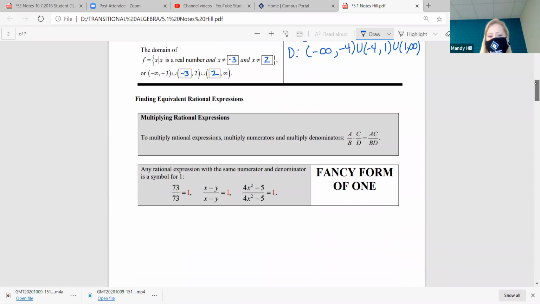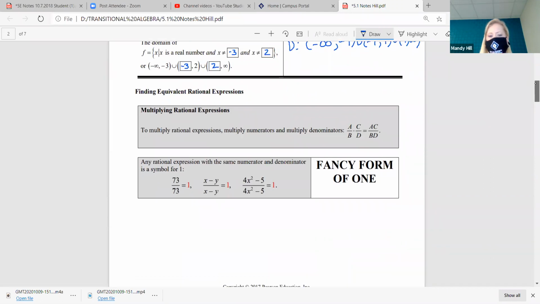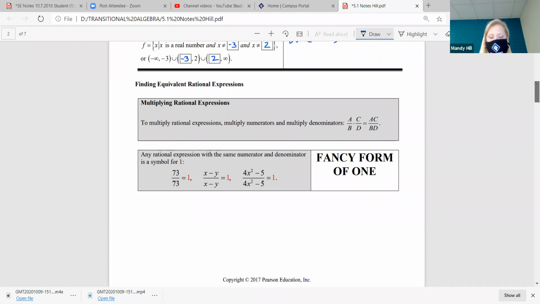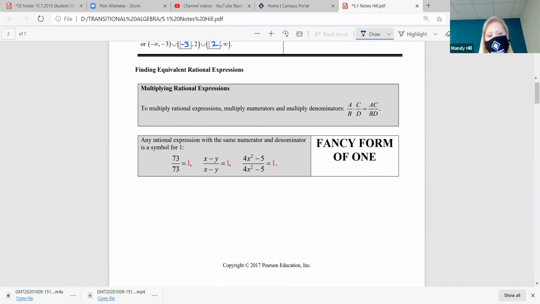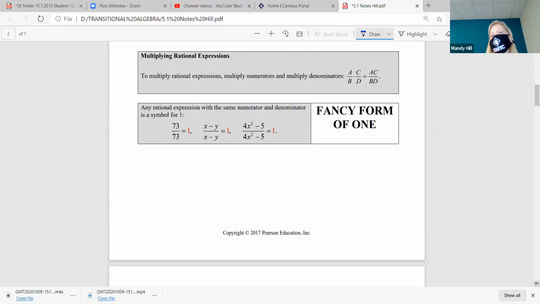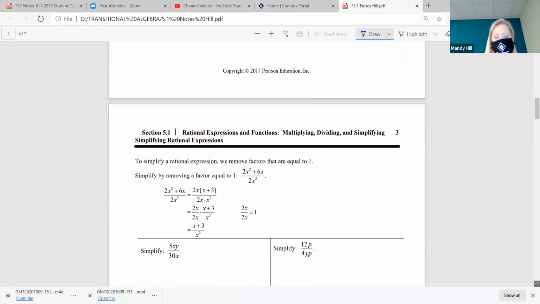So to multiply rational expressions, multiply numerators and multiply denominators. Okay, so what they're trying to get you to see is that if you have this exact same thing on the top and the bottom, they equal 1. So 73 divided by 73 is 1. X minus y over x minus y is 1. 4x squared minus 5 over 4x squared minus 5 is 1, because they're the exact same thing on the top and the bottom. Okay. And what happens when you multiply something by 1? You just get back what you started with. So that's a legal step.